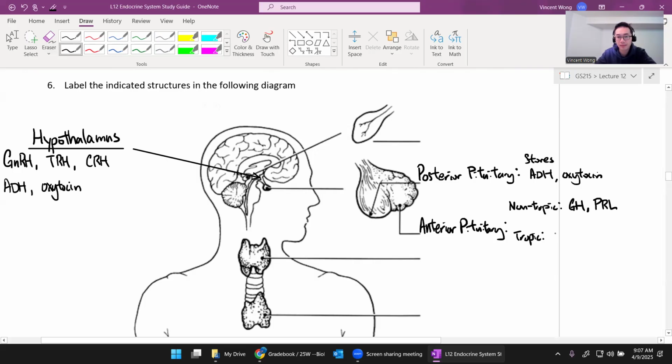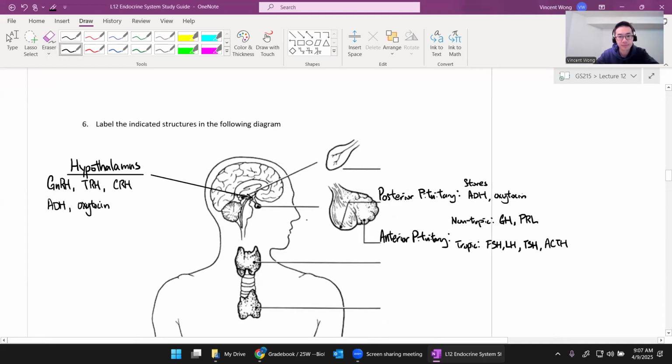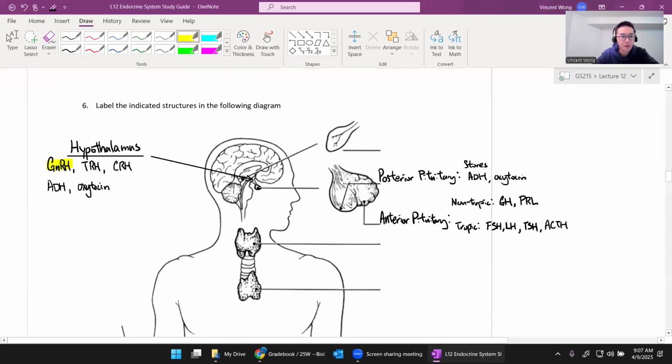And for tropic, we have once again our FSH and LH, okay, and that's going to be under the regulation of GnRH. And then for the thyroid, we have TSH, and then the long one, ACTH. Again, if you have a highlighter, now is a good time to highlight these ones because they are related to each other in terms of functions and control loops.